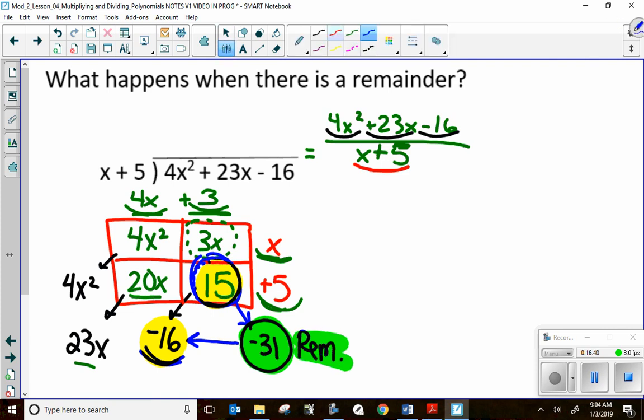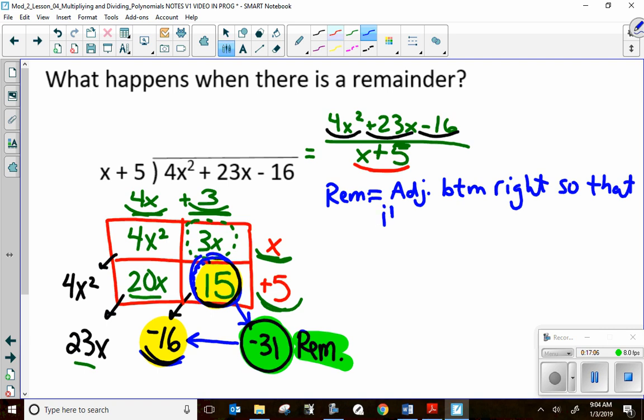All right? So let's write a little note to ourselves here. My remainder equals your adjustment, or your addition or subtraction, whatever you want to say. However you need to change your bottom right box so that it equals its output arrow thing. Okay, does that make sense?